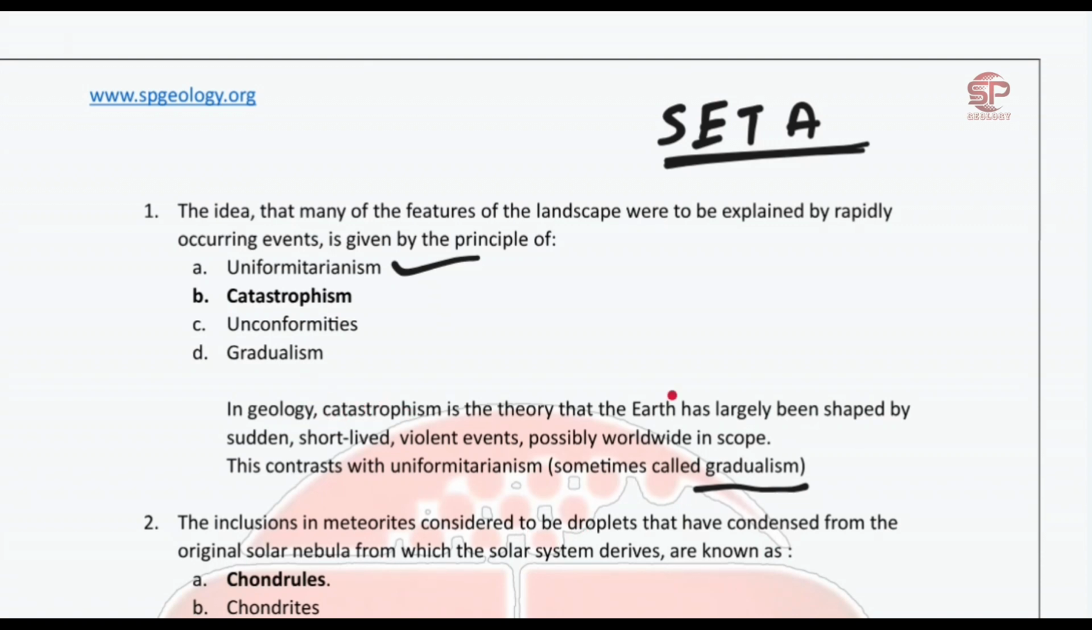But catastrophism is a theory where the earth has largely been shaped by sudden or short-lived and violent events. That means these are rapid events. You can take the example of volcano, earthquake, those all are catastrophic events. So the answer will be catastrophism.